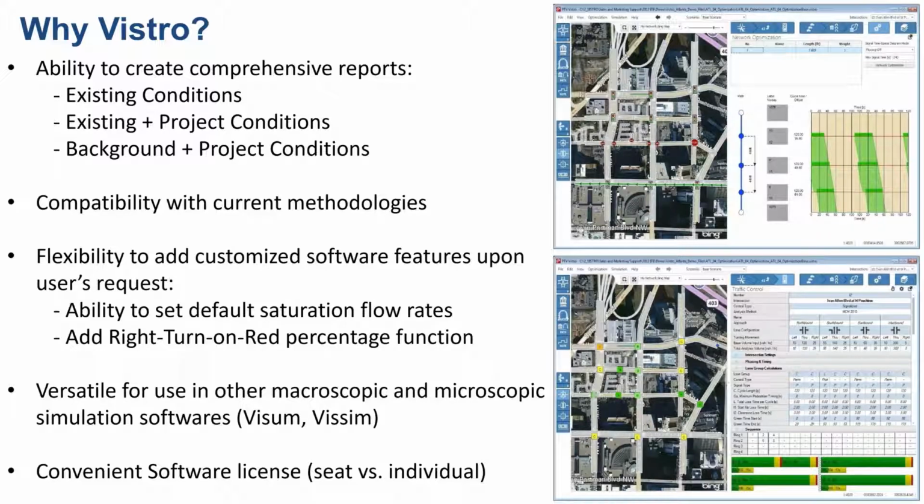So, for example, we like to have the ability to set default saturation flow rates. I think we're still using HCM 2000, where for through lanes we like to have a set saturation flow rate of 1,900 vehicles per lane per hour. And on the through-and-right and left turn lanes, it's 1,800 vehicles per hour. So there's some consistency once again when you're analyzing the development and especially the transportation impacts.